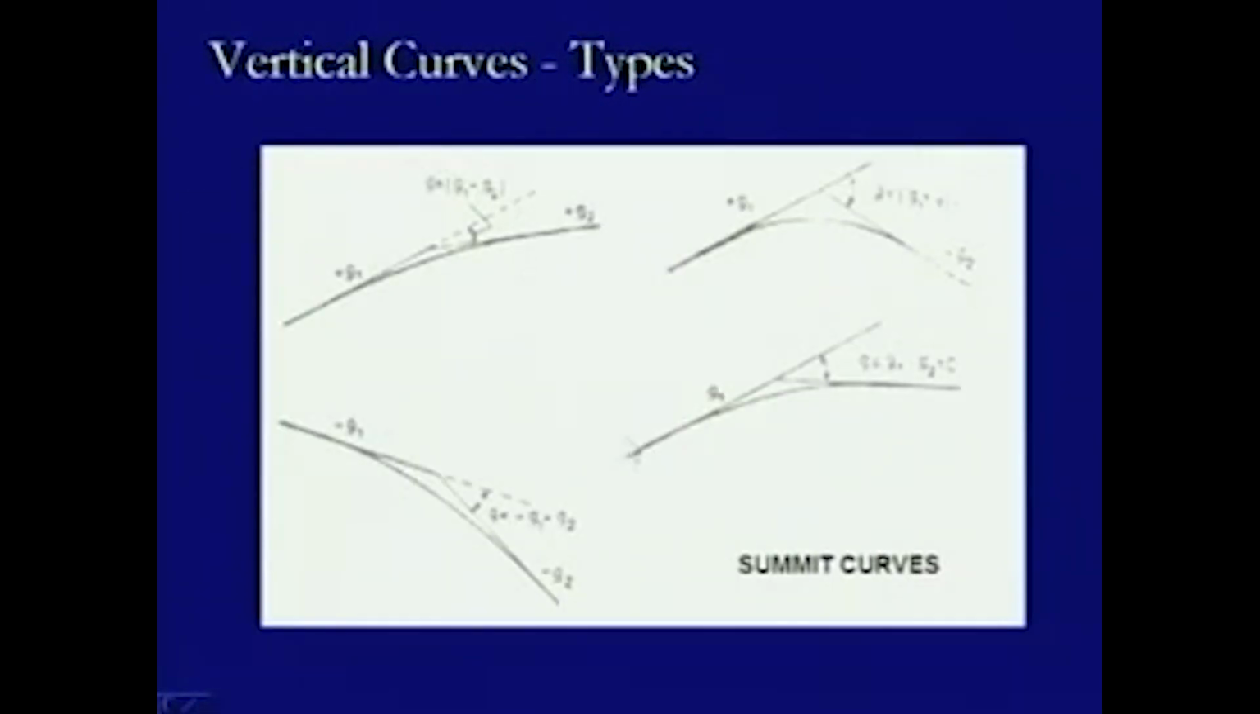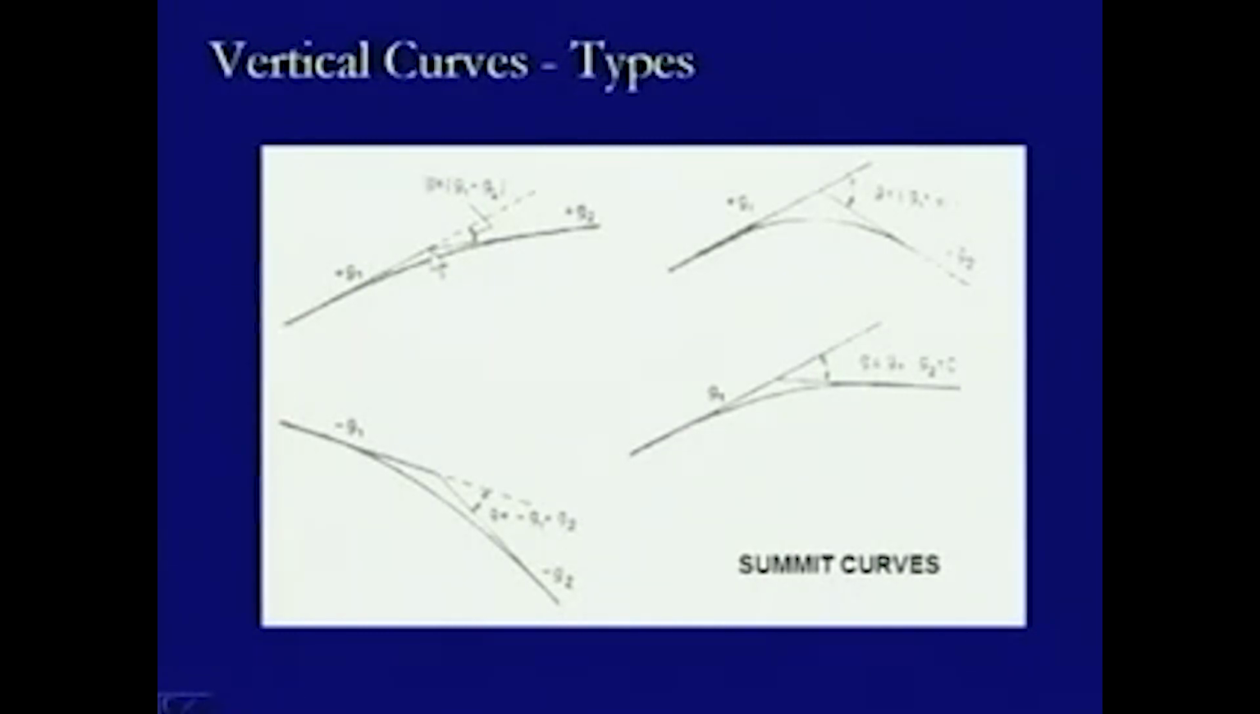Now, in this case, this diagram tries to show different conditions in which the summit curves can be formed. We have this condition where there is a gradient G1 going in the upward direction, and that is why it is shown as positive G1. This is followed by another gradient which is also going in the upward direction, but is less steep as compared to the previous one. In this case this is designated as plus G2.